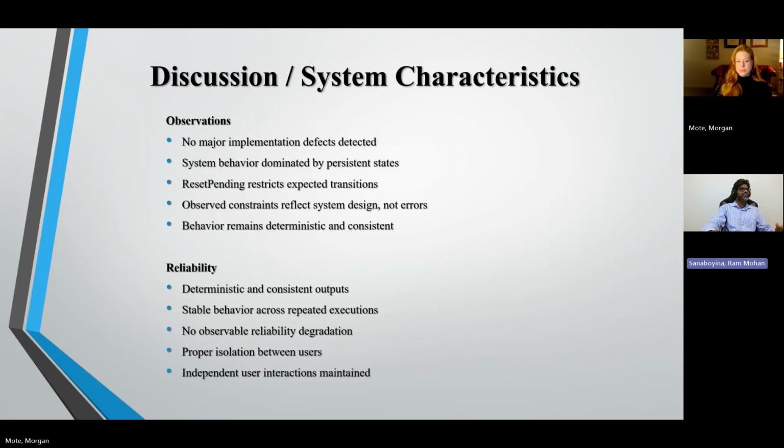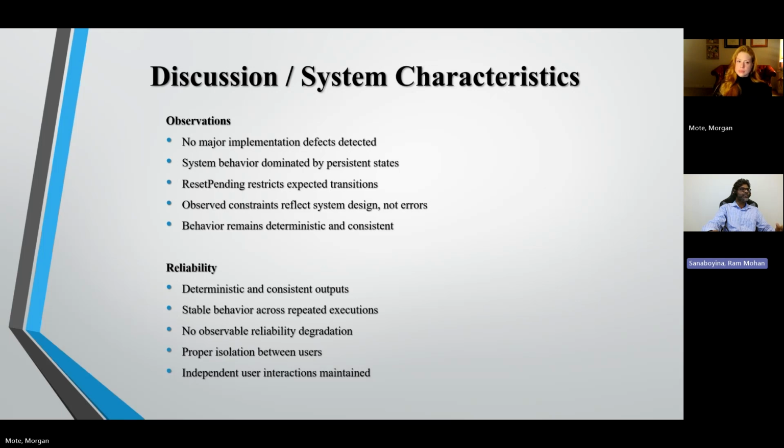One key observation is the dominance of persistent system states, particularly the reset pending state. This state restricts expected transitions and limits how users can interact with the system. These behaviors are not implementation errors, but rather logical constraints that are built into the system design.